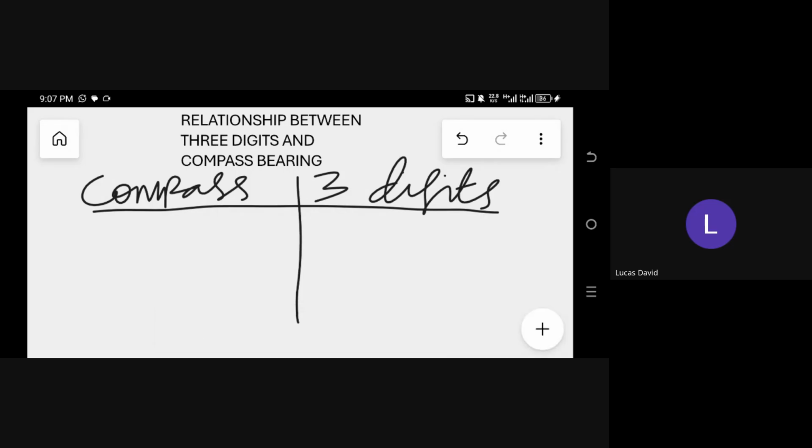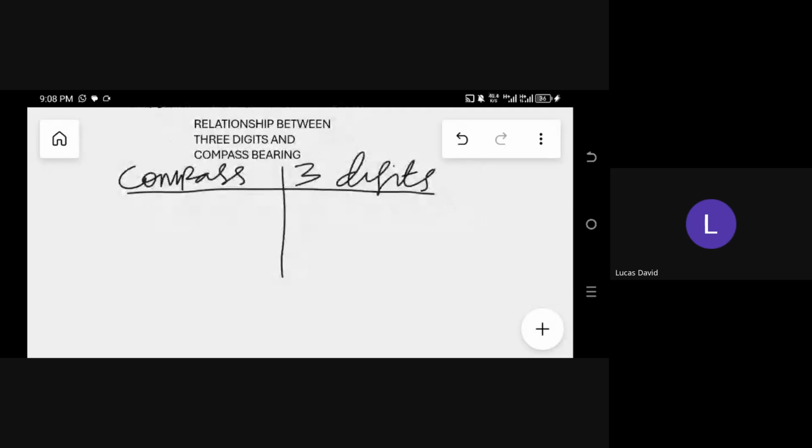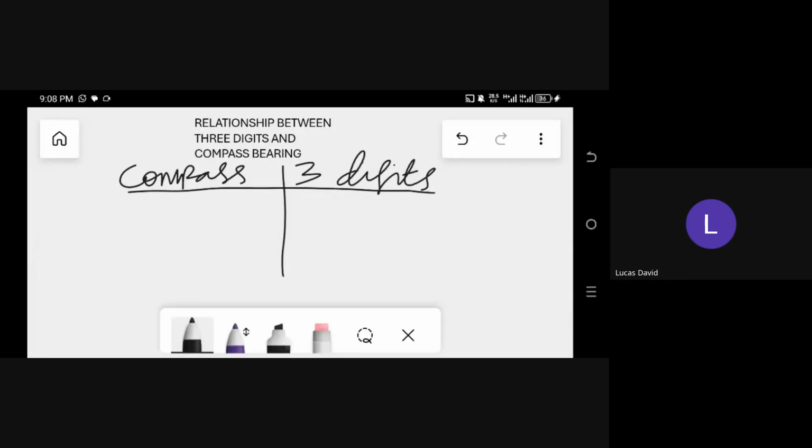The purpose of this part now is we're trying to see how we can change compass bearing to three-digit bearing and how we can change three-digit bearing to compass bearing. That's what we're trying to look at here.